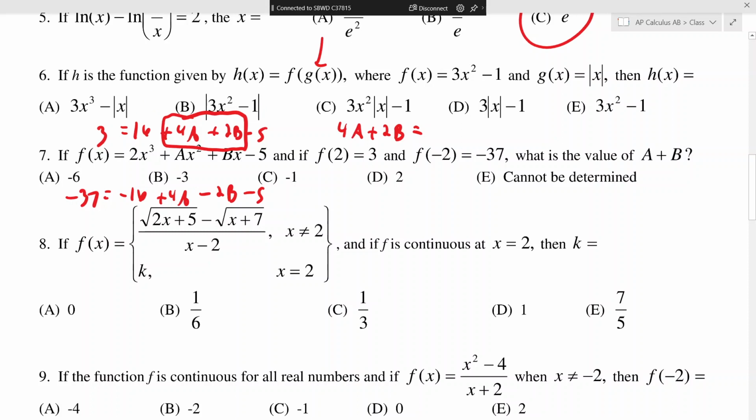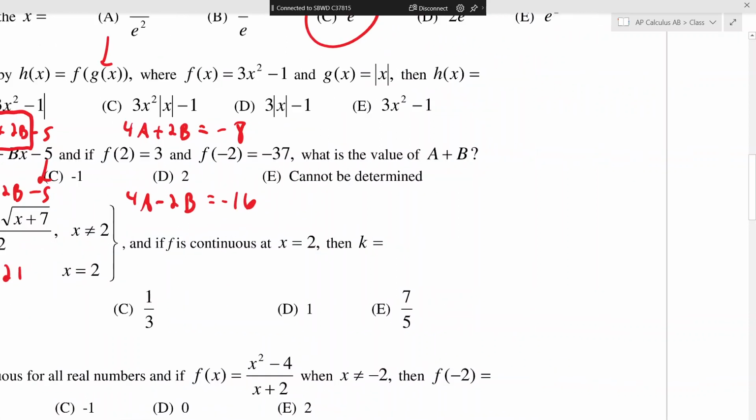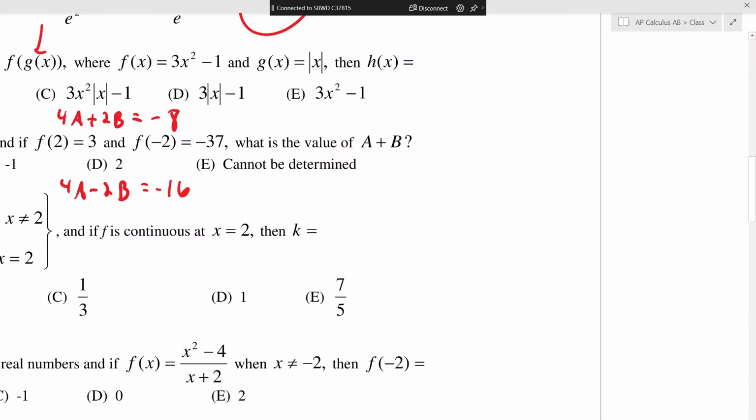I'm going to move that to the other side. Subtract 11 and get -8. So it's kind of stacking them up. I want to get all my constants together. This one is going to become 4a minus 2b. Here we have -16 and -5. That's -21. We're going to add that to the other side. That's going to give me -16. So we have that system right there. All I did was simplify those equations. I have 4a plus 2b equals -8, and I have 4a minus 2b equals -16.